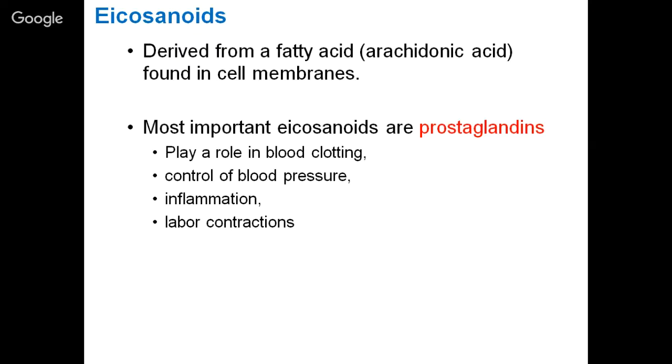The last group is the eicosanoids, which are derived from a fatty acid, arachidonic acid, found in the cell membrane. The most important eicosanoids that you encounter would be the prostaglandins, which play a role in the blood clotting process, and also are involved with control of blood pressure, inflammation, as well as labor contractions.